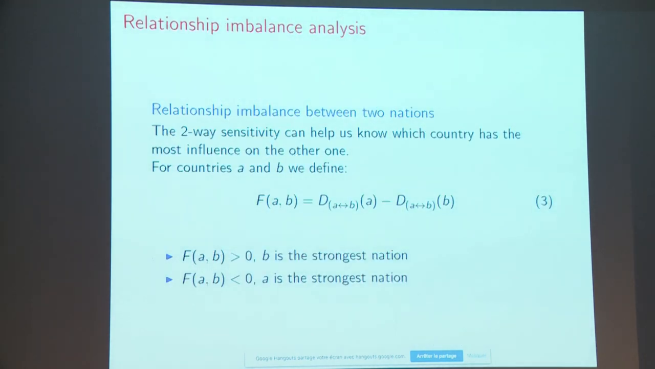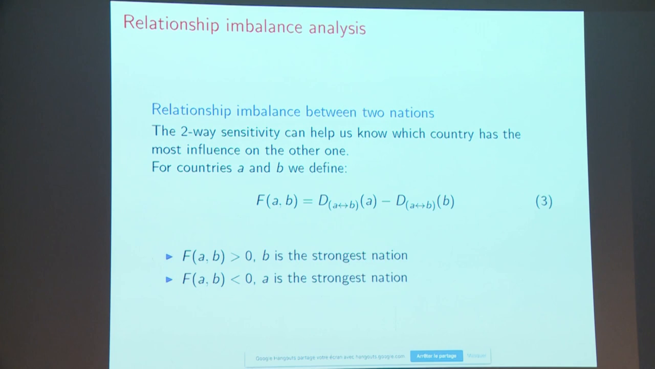Another little analysis, which follows from this two-way sensitivity, is what we call the relationship imbalance between two nations. Here we would like to know, on the relationship between two countries, A and B, which one is the strongest nation, which one has more influence on the other when there is a link change in both directions between both countries. This relationship imbalance is calculated in the following way.